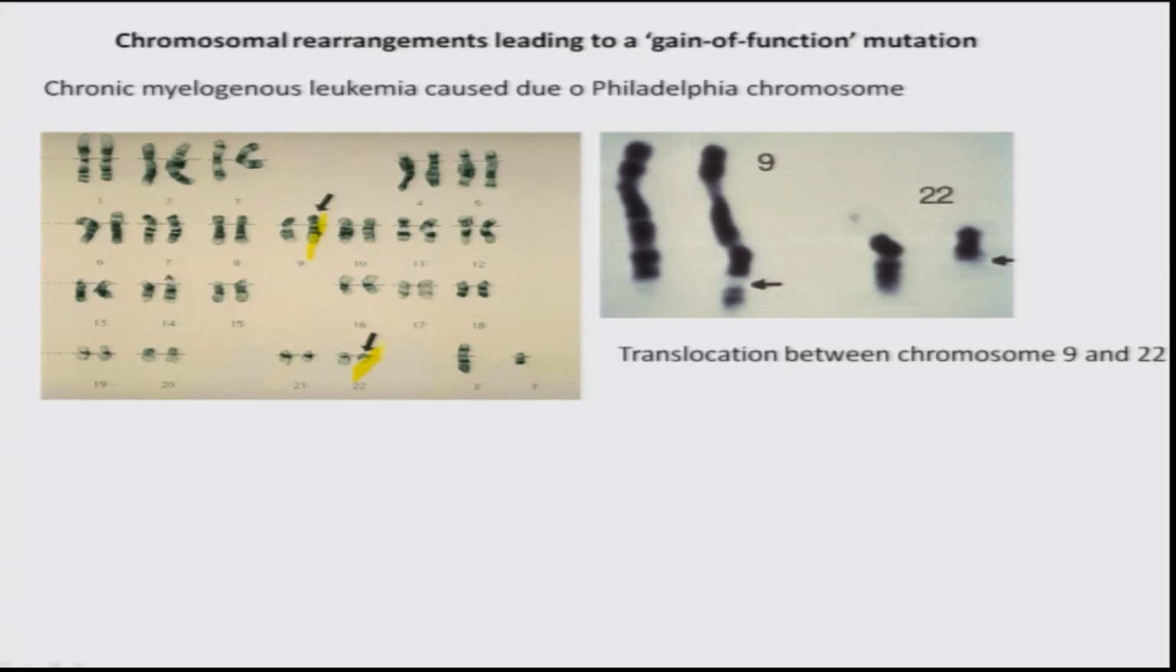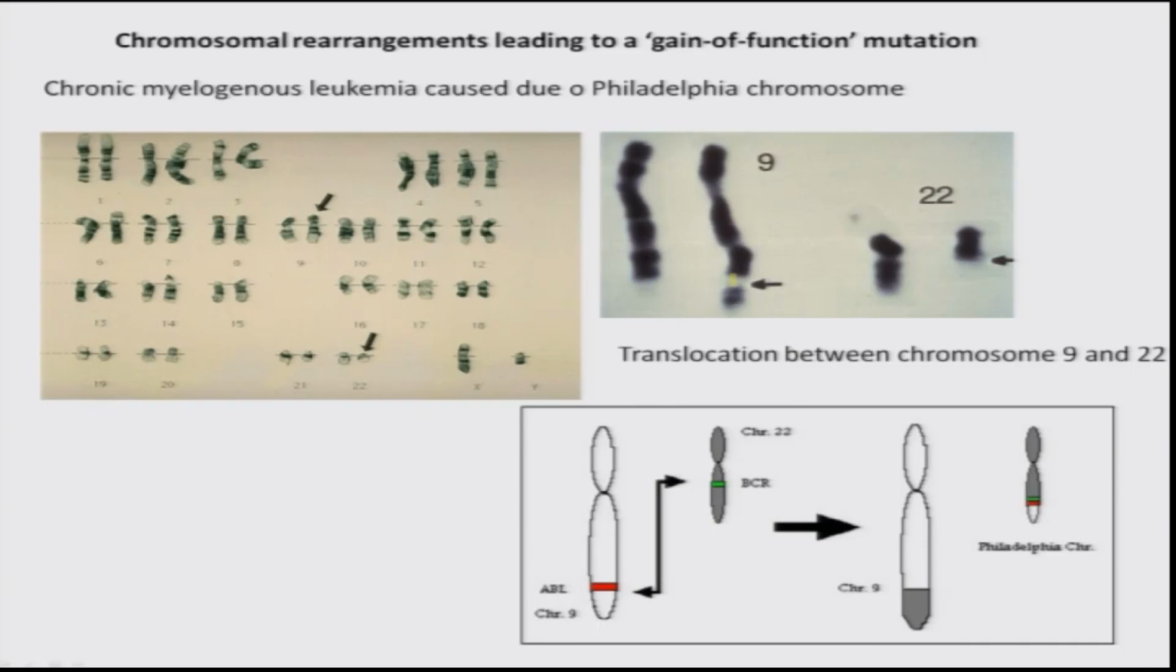That is shown here. You can see these are classic karyotype plates prepared then, showing a normal chromosome 9, and a chromosome 9 in which part of chromosome 22 came and translocated. So, when such a translocation happens, how can it lead to the so-called gain of function mutation? This is shown here in the schematic. You have in chromosome 9 a gene called ABL, and in chromosome 22 another gene called BCR. So, when there is a translocation, what happens?